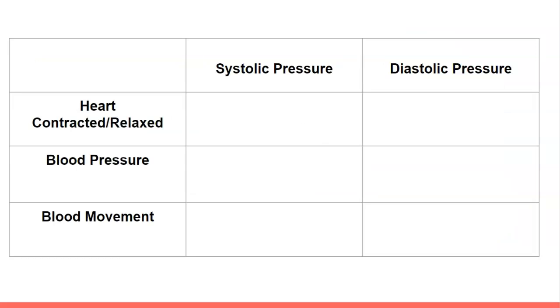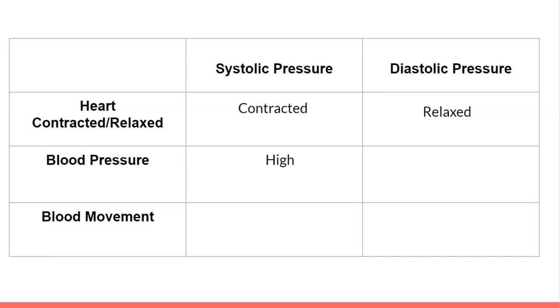So let's compare systolic to diastolic in regards to our heart contracting, the blood pressure, and where blood is moving. So in systolic pressure, we would say our heart is contracted, specifically the ventricles. It is moving blood into the aorta or into the pulmonary arteries. In diastolic, our ventricles are relaxed. They're not actually contracting. They're nice and relaxed in between contractions, and they're just filling up.